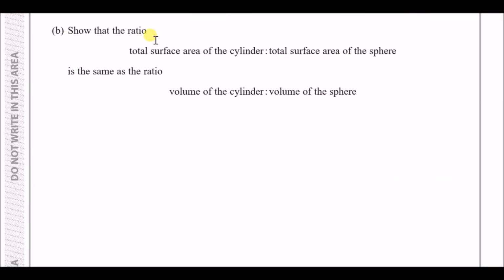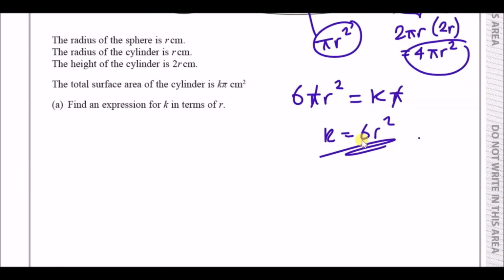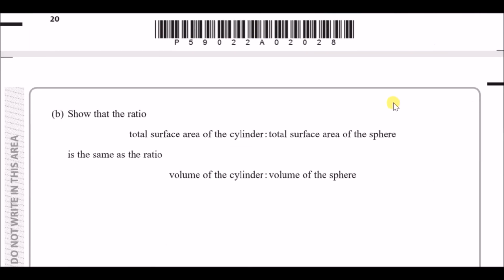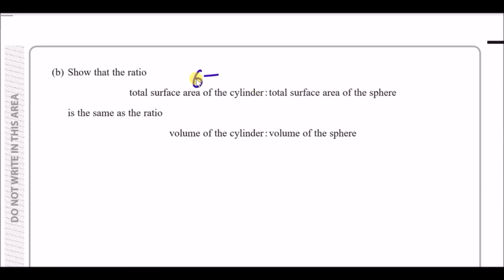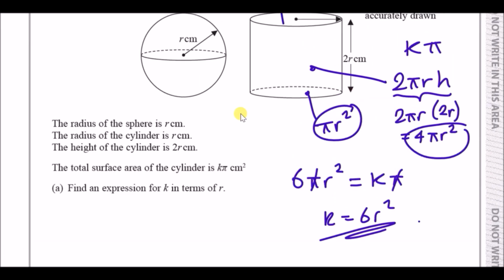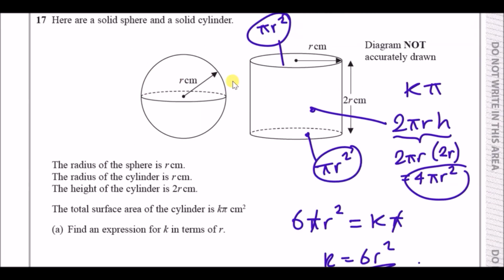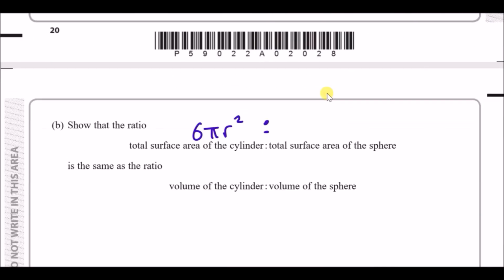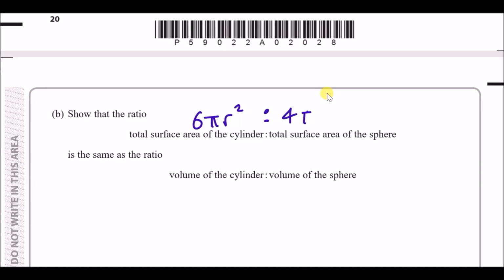Show that the ratio of the total surface area of the cylinder to the total surface area of the sphere is the same ratio as the volumes of both shapes. Alright, so we've already found the total surface area of the cylinder, which was 6 pi r squared. So that's quite easy. Now, as for the total surface area of a sphere, they actually give you this in the front of the book, which is 4 pi r squared. Okay, so that's fine. So we put that here as well.